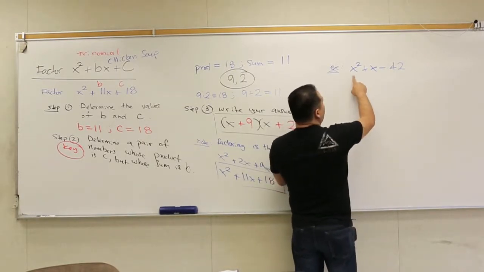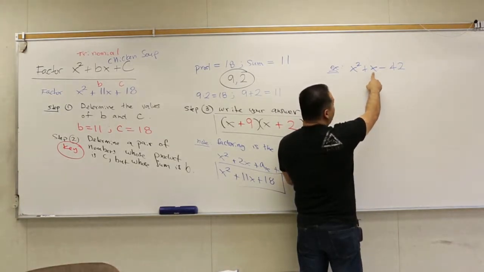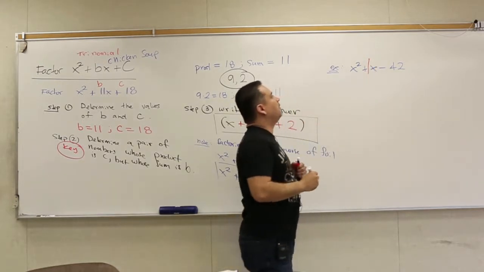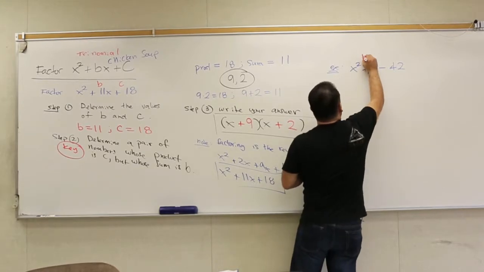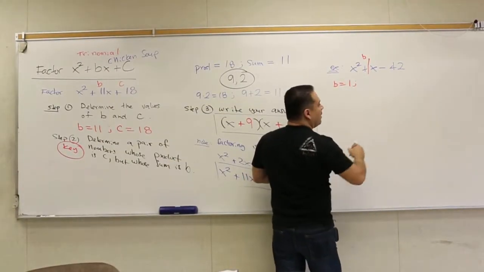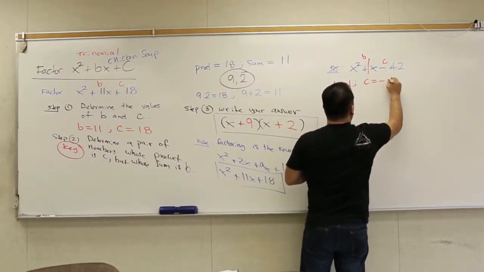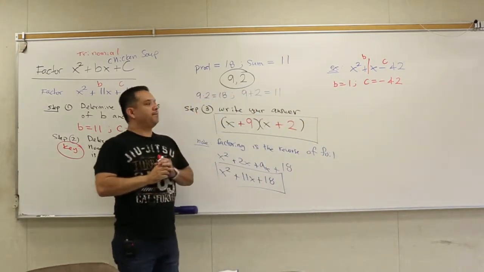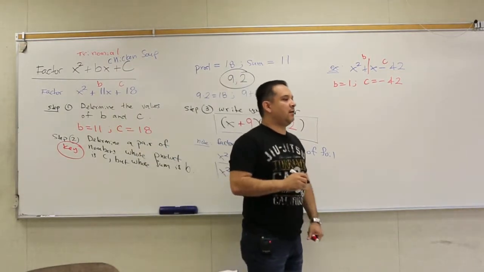I got x squared plus, there's an x. What's the value in front of that x? Is that a 1? So what would you guys say the value of B is? Is B 1? Sure is. What's C going to be? First step. What's the second step?